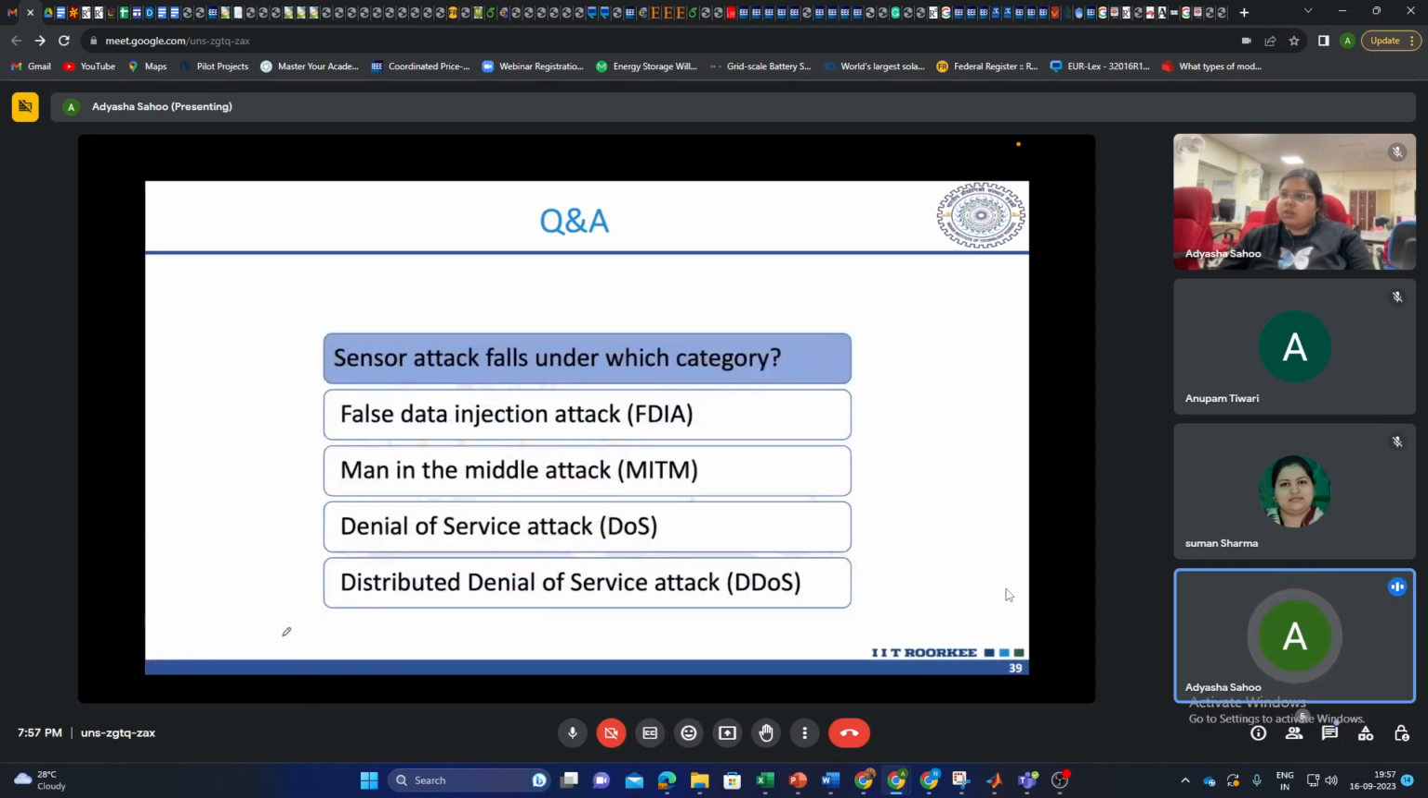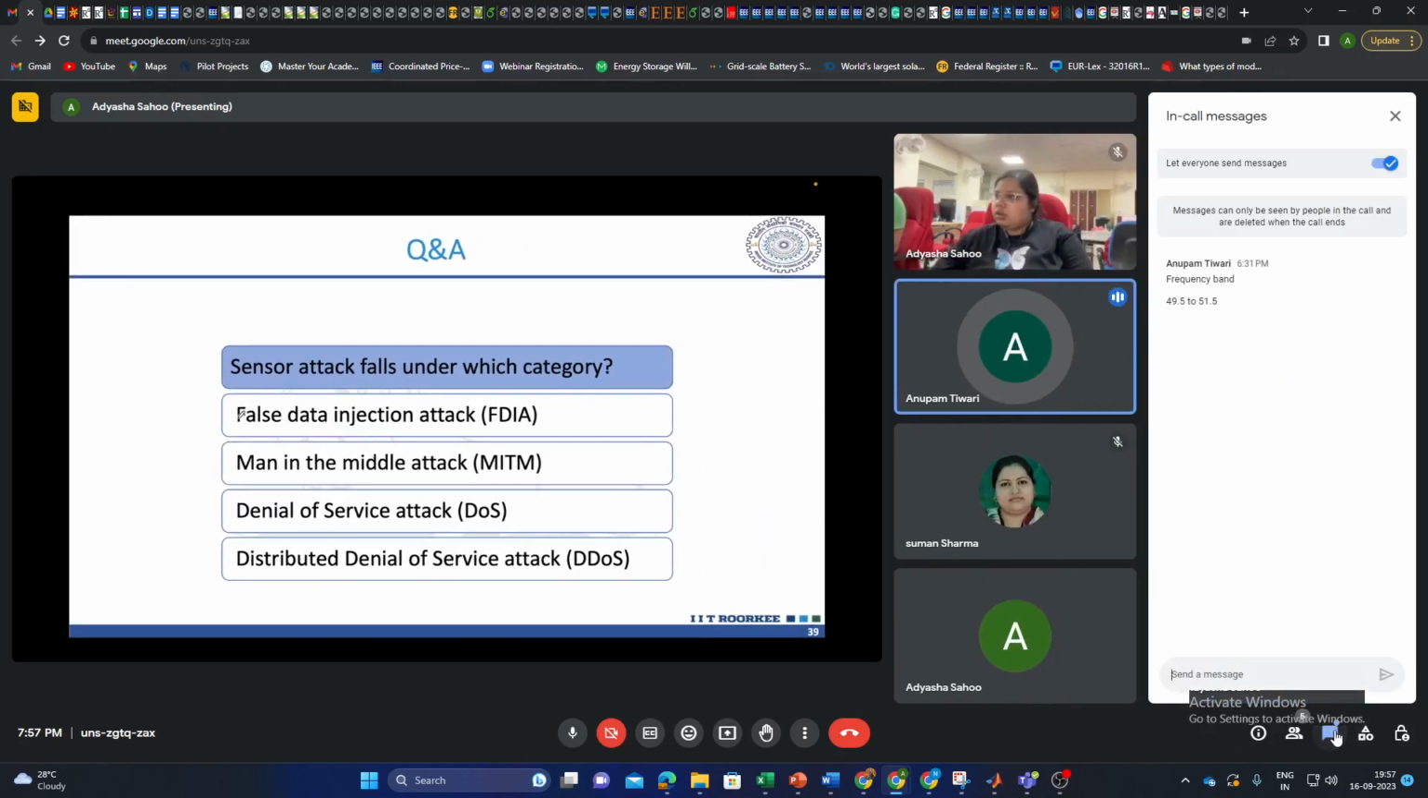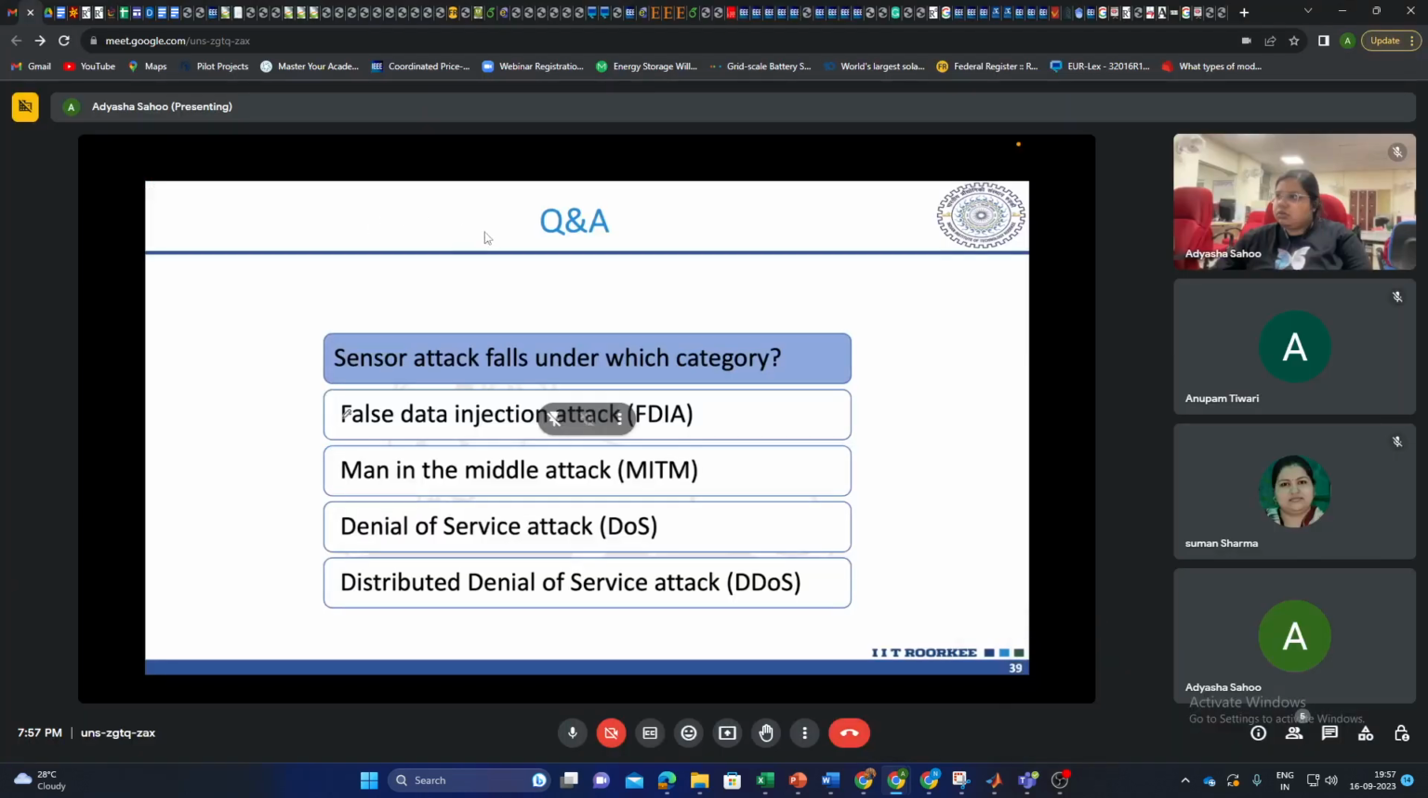Then a sensor attack falls under which category? False data injection, man in the middle, denial of service, distributed denial of service. Sorry, sir, once again. You may type, then it will be nice. False data injection, true. So here, basically, in the sensors or in the actuators, externally, we are injecting some data.